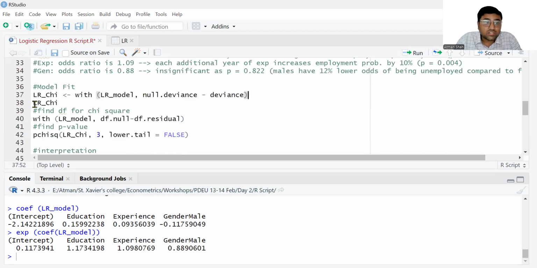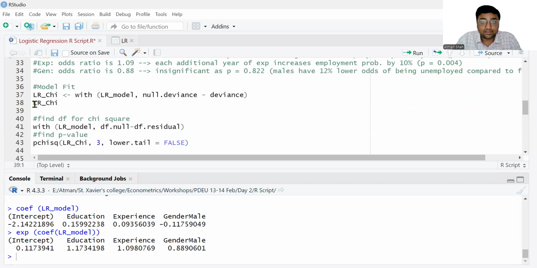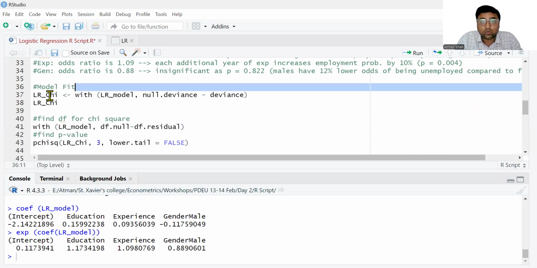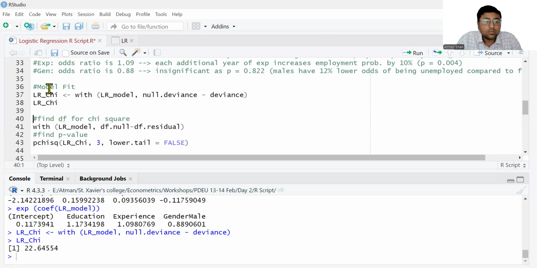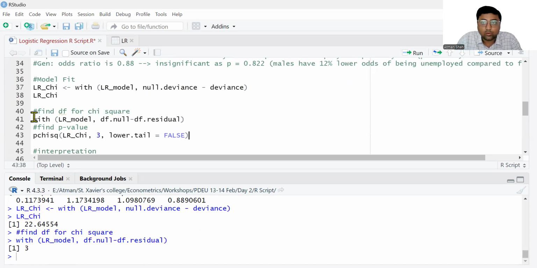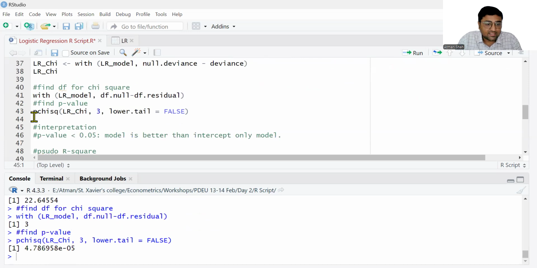Now we want to check the model fit, whether our model is better than the intercept only model. For that, we need to use the chi-square distribution. Here we have the command. Simply run it and then check. The value is 22.64 chi-square statistic. Now we need to check whether it is statistically significant or not. So find the degrees of freedom for chi-square using this formula and then find the p-value. Here you can see the p-value is less than 0.05 and our chi-square statistic is significant. That means the model is better than the intercept only model.